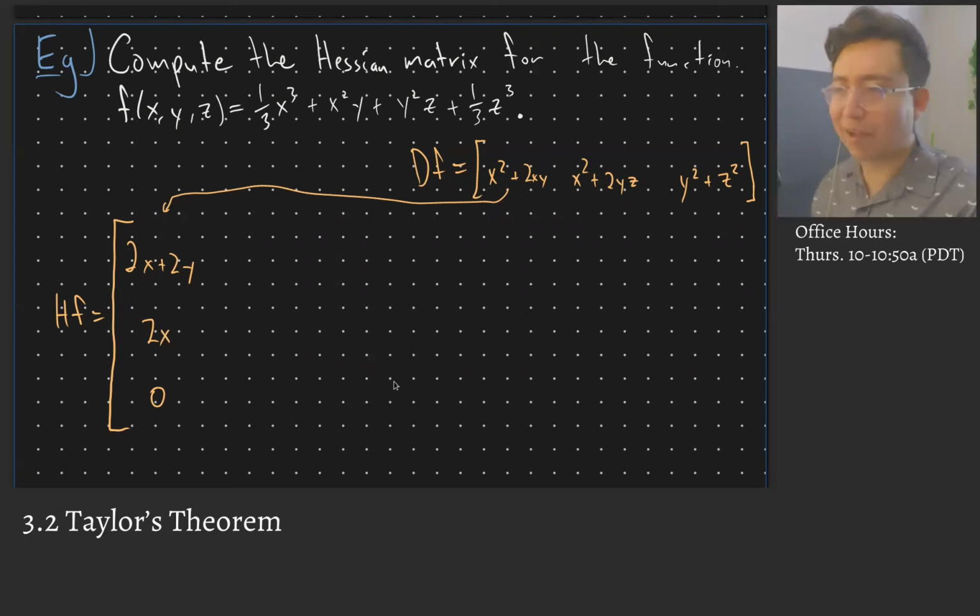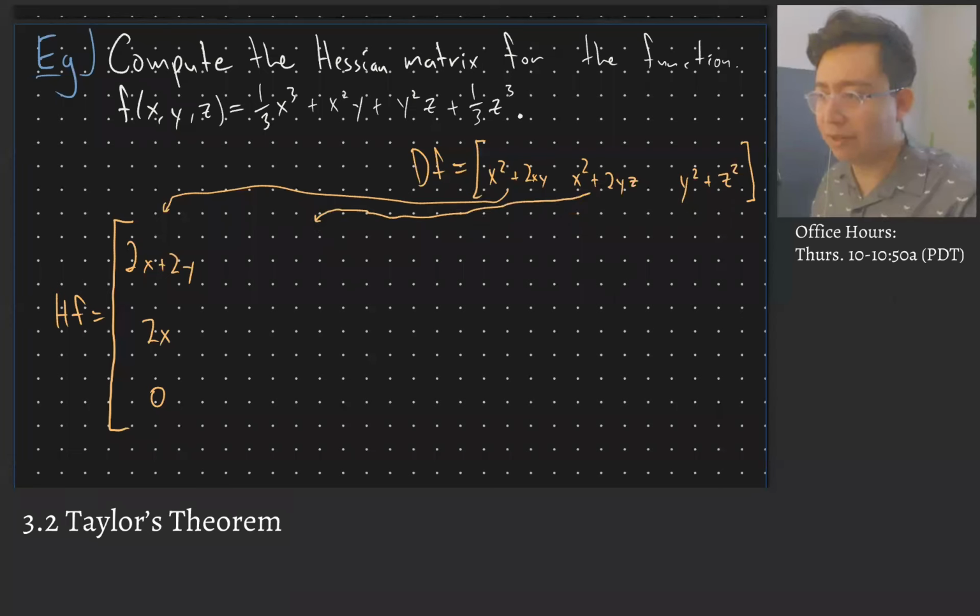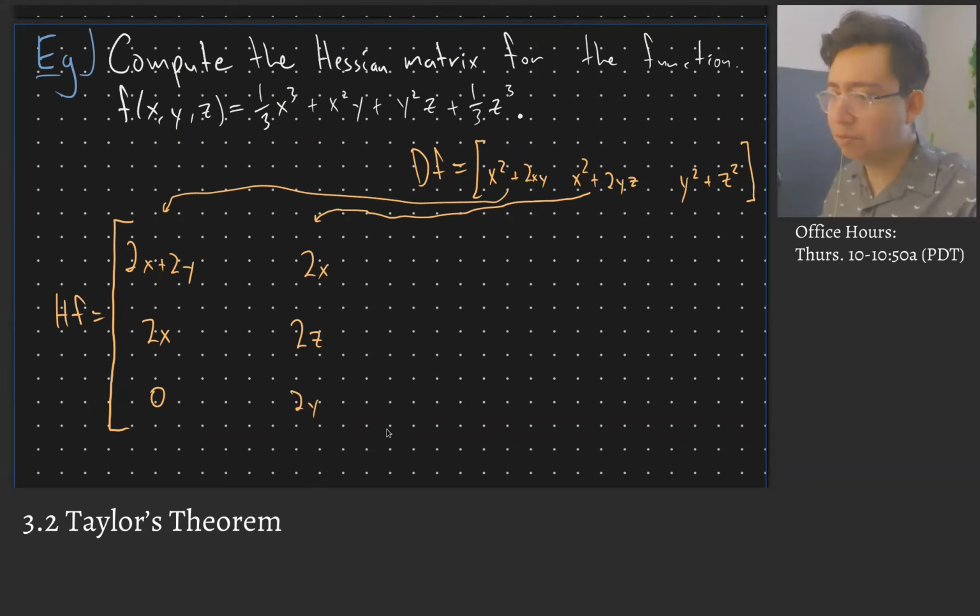Hopefully we're okay on partial derivatives at this point, especially functions like this. Okay. So now let's look at the second column. This here is going to give us the second column. Take the derivative with respect to x of this. Here we just get 2x. The derivative with respect to y, we get 2z. And then the derivative with respect to z, we get 2y. Okay.